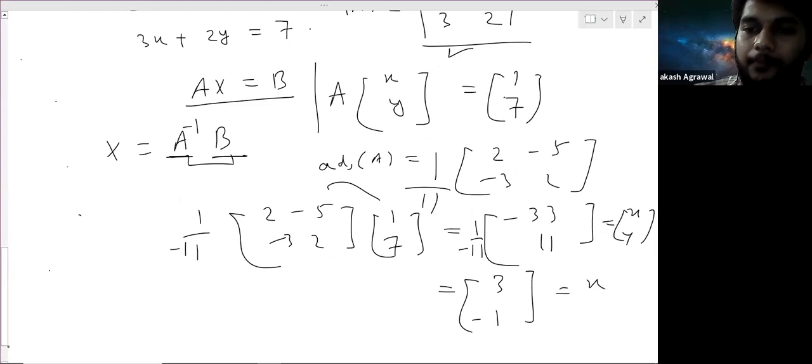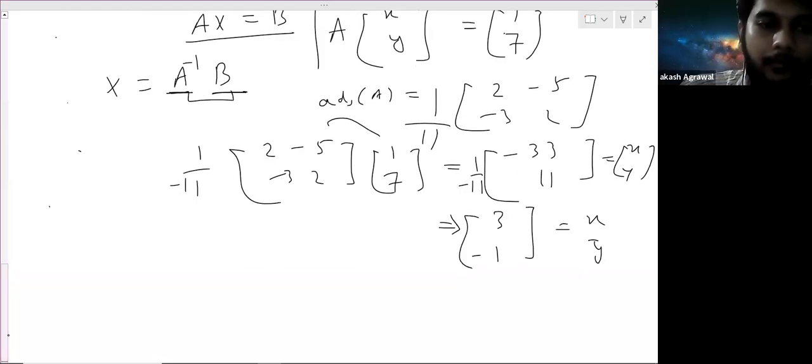Okay. Yes. Bahut simple. So it was done. Bas itna hi simple hai, inverse nikalne ka kaam hai. Theek hai? Yes sir. Ek question aur.